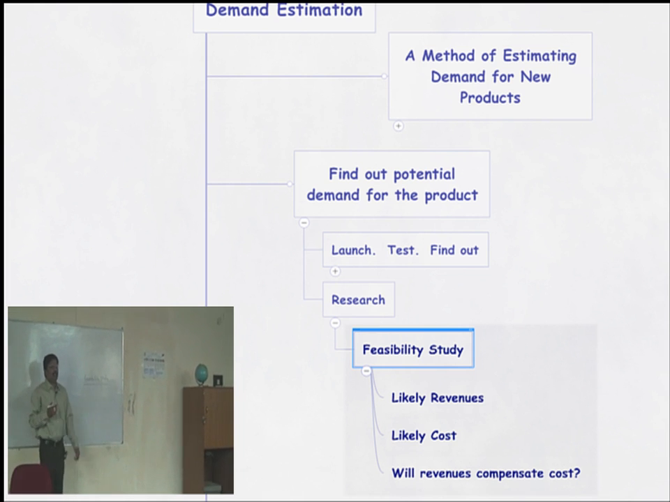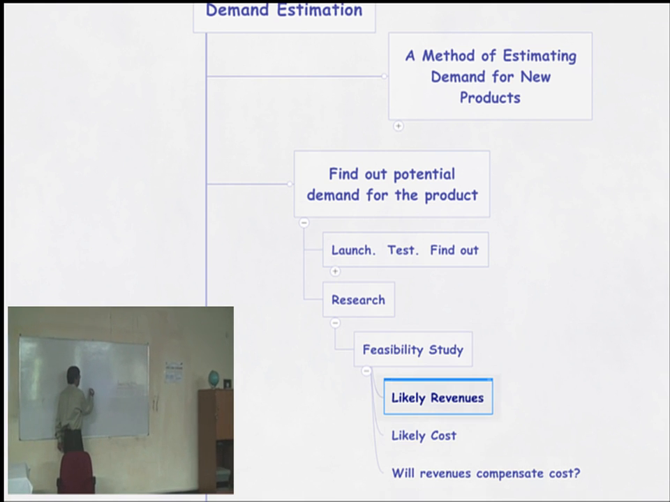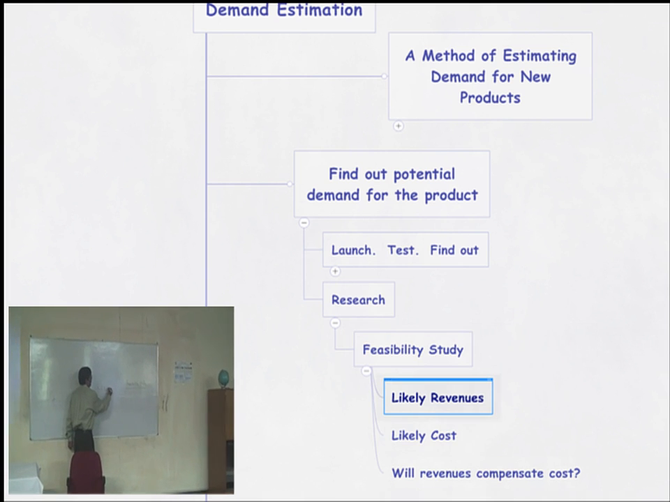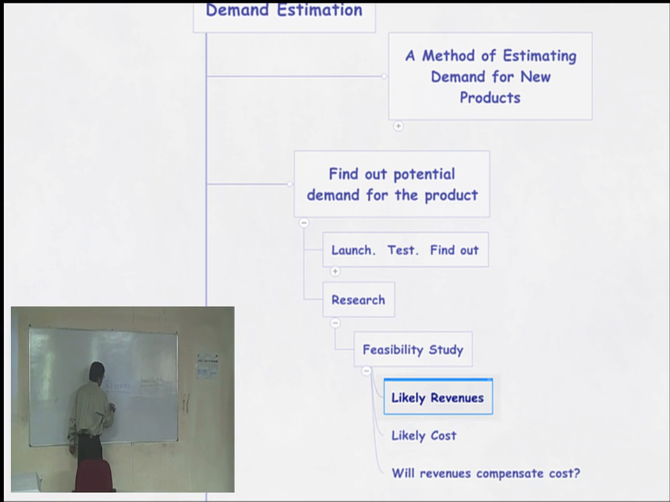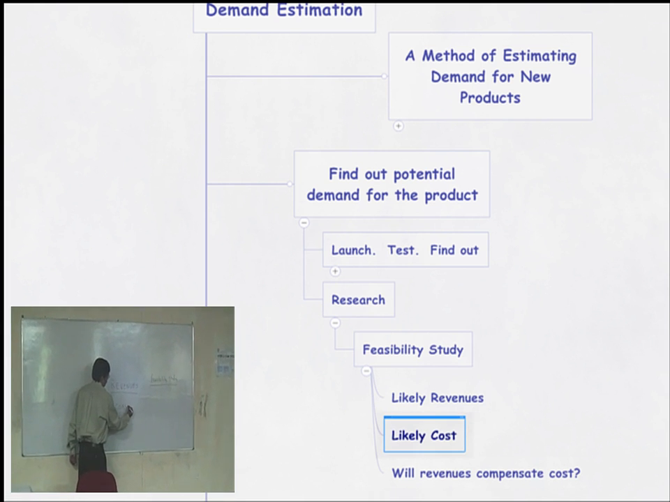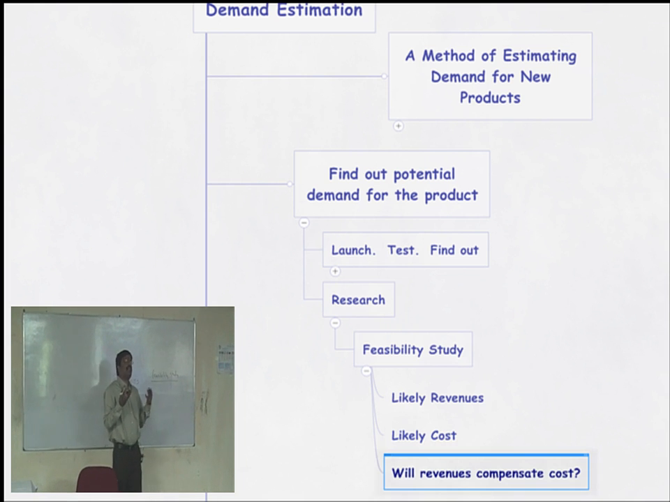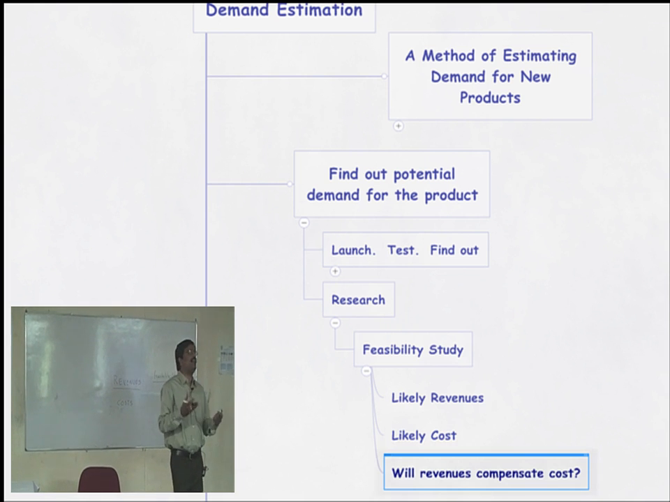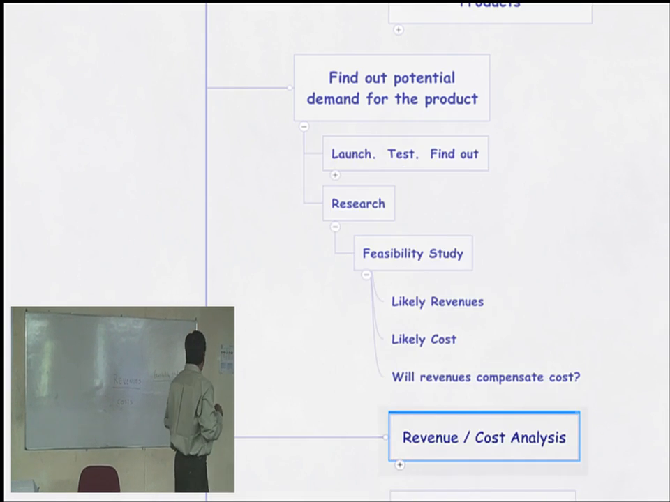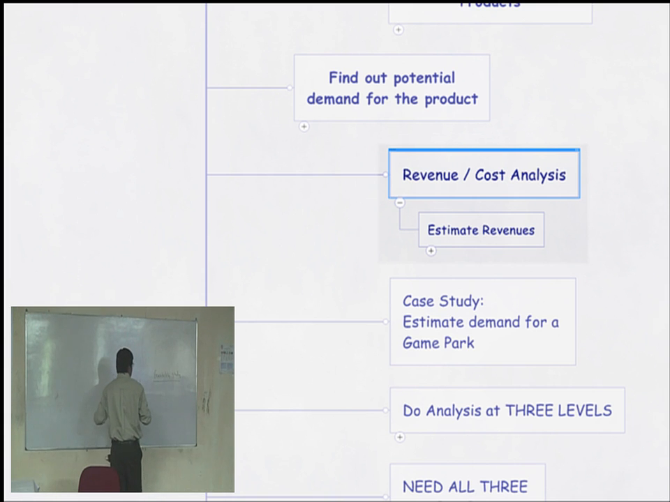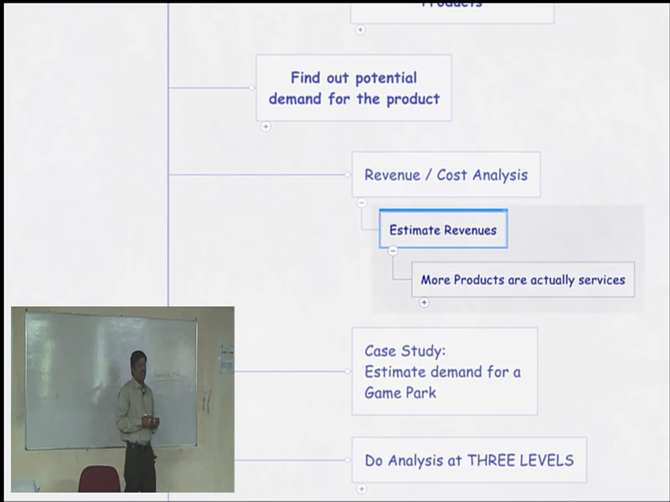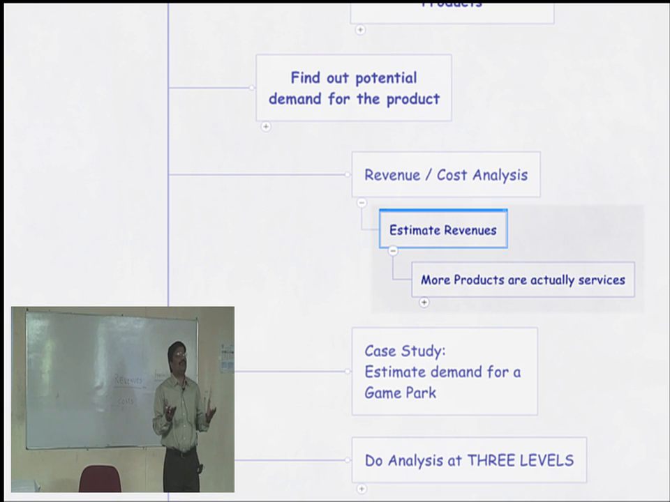Feasibility means what? You are looking at likely revenues. We are looking at likely costs and seeing if the likely revenues are more than compensating the cost or not. Now in this whole revenue versus cost analysis, the first thing would be to estimate the revenues or estimate the demand in rupee terms for the product. Okay.